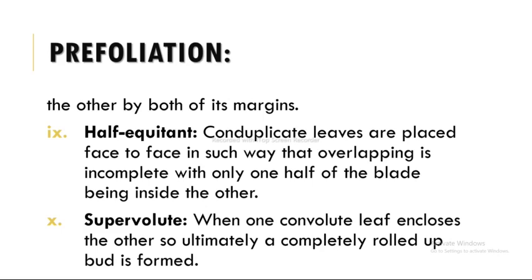The ninth type is the half equitant. In half equitant condition, the conduplicate leaves are placed face to face in such a way that the overlapping is incomplete, with only one half of the blade being inside the other. The tenth type is the supervolute. In this condition, one convolute leaf encloses the other, so ultimately a completely rolled up bud is formed.